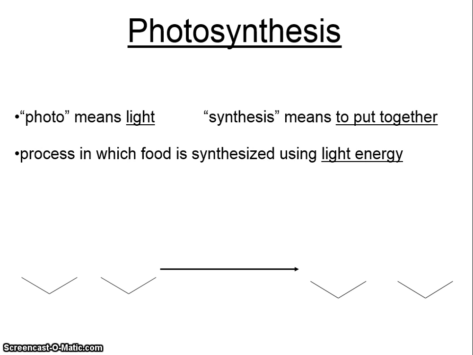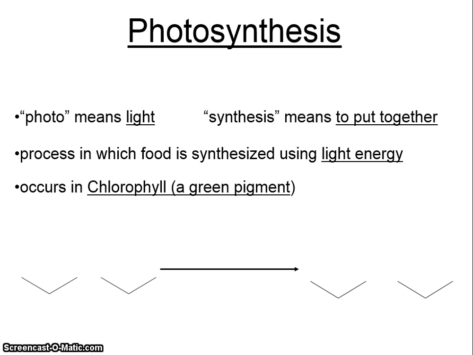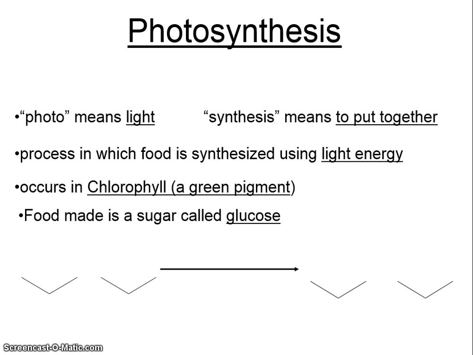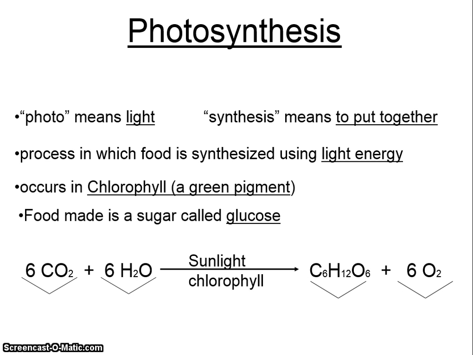So photosynthesis is the process in which food is synthesized or made using light energy. And photosynthesis occurs in the chlorophyll, that's the green pigment found in the chloroplasts, which are found mainly in the leaves of a plant. And the process of photosynthesis creates food for the plant in the form of a sugar called glucose.